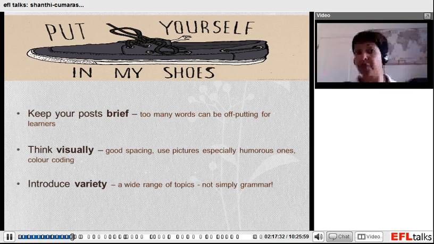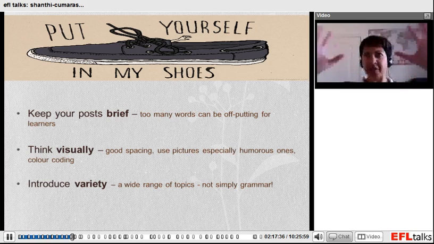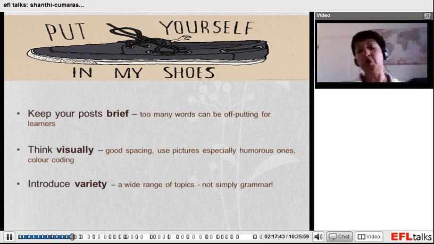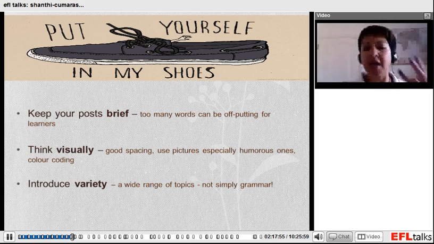Think visually. I don't know if any of you followed my posts. I always say to people, think visually. Even if you're writing emails, people want nice, good spacing. Use pictures, especially humorous ones, because that can relate to people. And also color code your language. Anyone who's listening to me on webinars about blogs, I'll always say try and color code your blog and introduce variety.